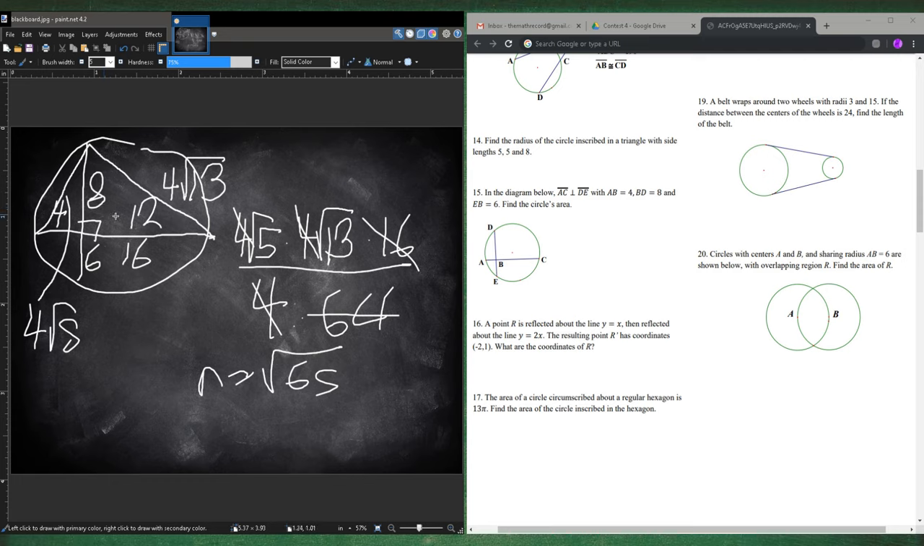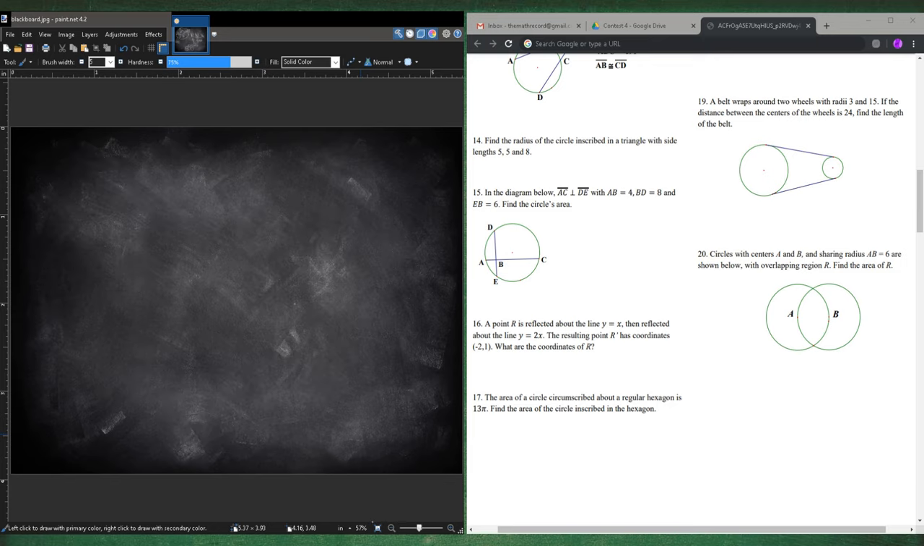And so you have a point right here, and then you have a circumradius. The area of a circle is pi radius squared, and our radius is square root 65. So it's just pi times 65. You have an area of 65 pi. And that's basically how you find the area of a circle around a triangle.